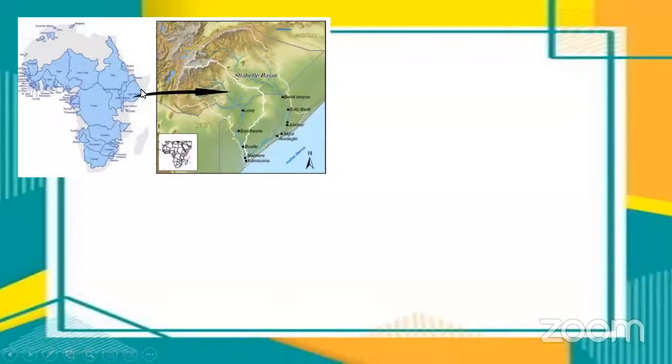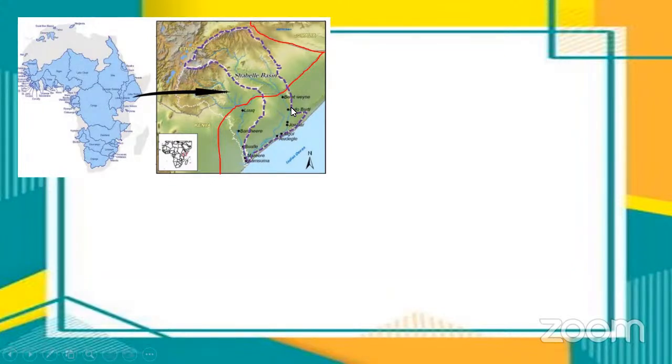Let me tell you where the location is. It is a part of Africa, and within Africa, it is the river that I have selected. It crosses two countries. Here is Ethiopia and here is Somalia. So the river that I'm dealing with now is called the Shabelle Basin, which we are going to model.